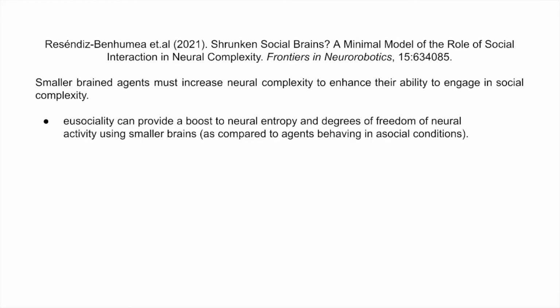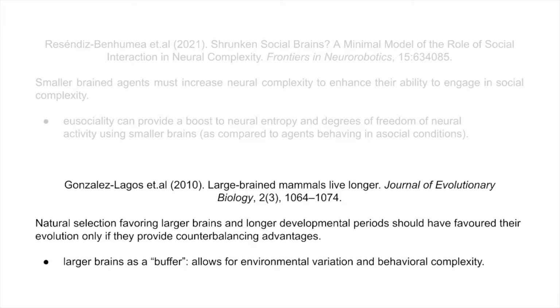The first is this paper on shrunken social brains, and it argues for a minimal model for the role of social interaction and neural complexity. They say that smaller brain agents must increase their neural complexity to enhance their ability to engage in social complexity. So organisms or agents that have more social partners in that social network will have larger brains. In this case, larger brain mammals live longer. The argument is that brain size is connected intimately to the longevity and also the developmental length of organisms. And so this has maybe some innate basis.